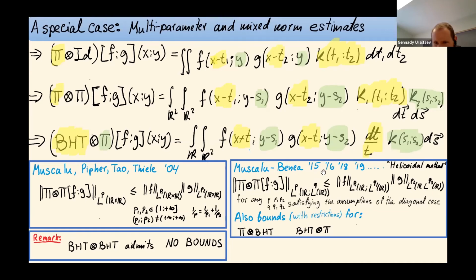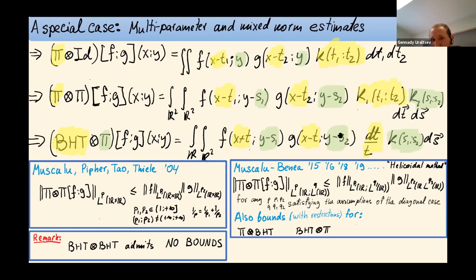So starting from 2015, with improvements in '16, '18, '19, and so on, they get full bounds that you would expect for tensors of paraproducts. If you tensor with BHT, there are some reasonable restrictions. There is a remark, once again in '04, that is actually going to be relevant for us, that BHT tensor BHT does not admit any bounds. Okay, so in this, what's called the multi-parameter mixed norm setting, the question is essentially settled.